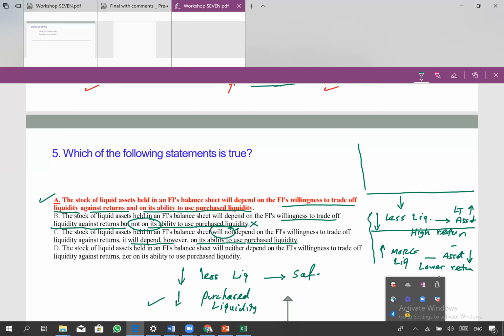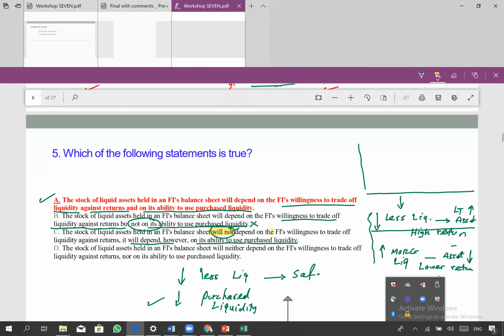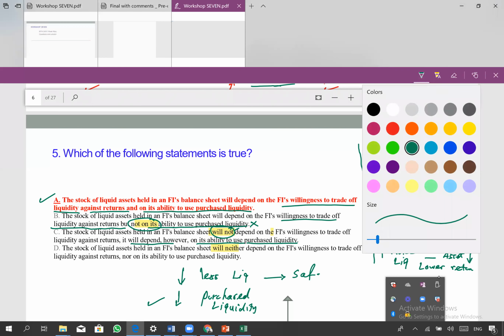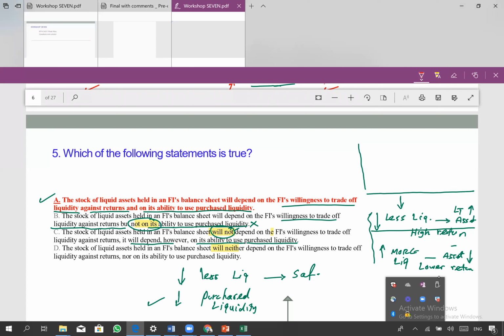Number D, let me just color it. Okay. Number D, the stock of liquidity assets held in the financial balance sheet will neither depend on this one, the problem. Okay, then we are done with this question. So, statement number one is the correct one.